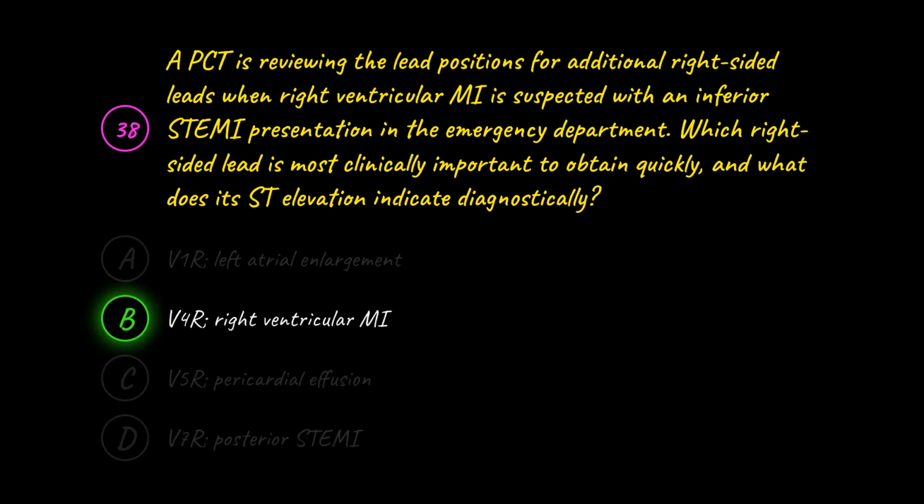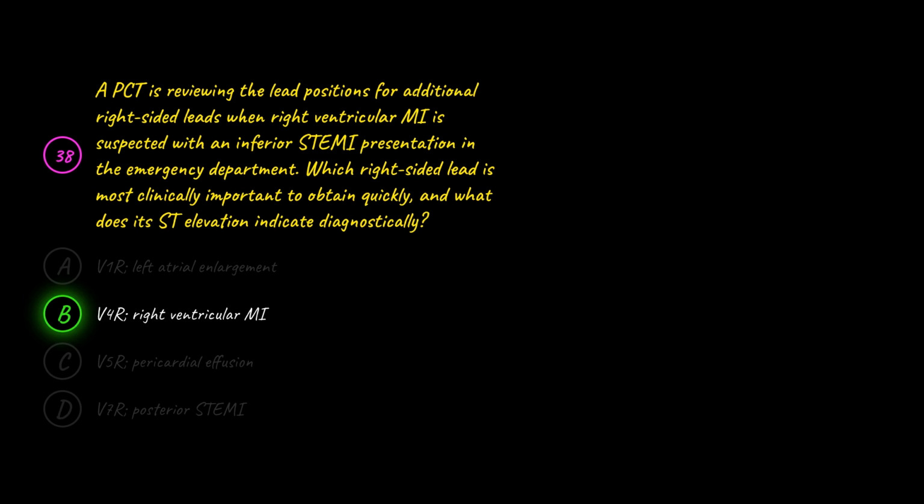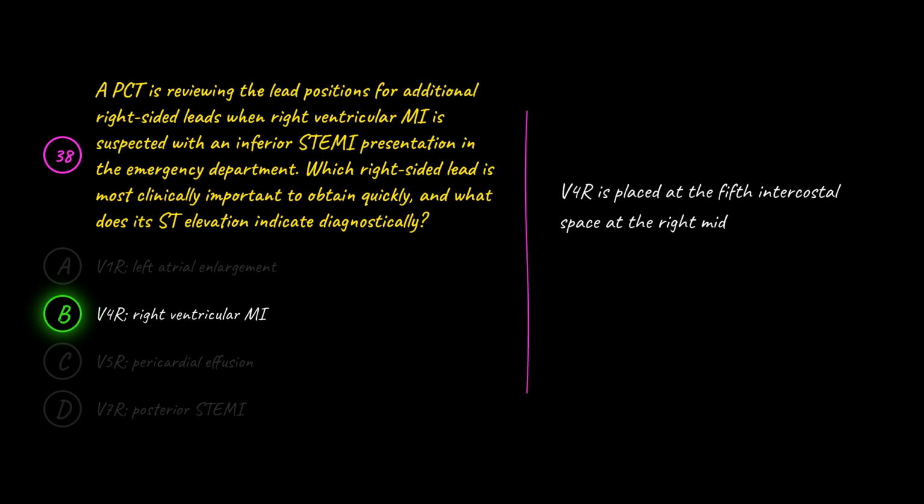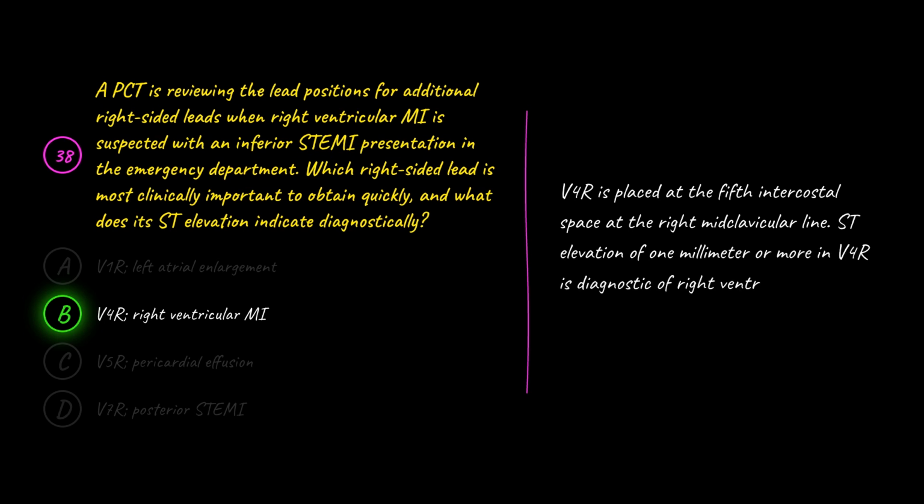The correct answer is B. V4R, right ventricular MI. B is correct because V4R is placed at the 5th intercostal space at the right midclavicular line. ST elevation of 1 millimeter or more in V4R is diagnostic of right ventricular MI, often associated with inferior STEMI from RCA occlusion.